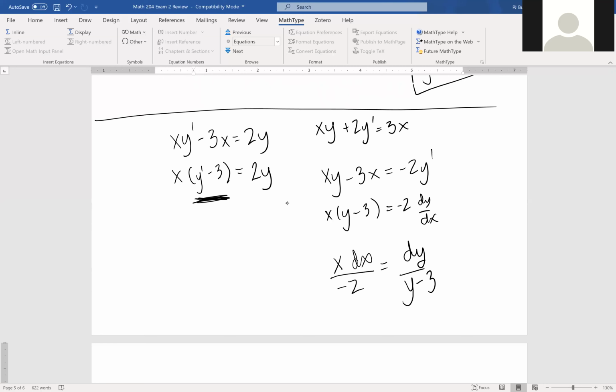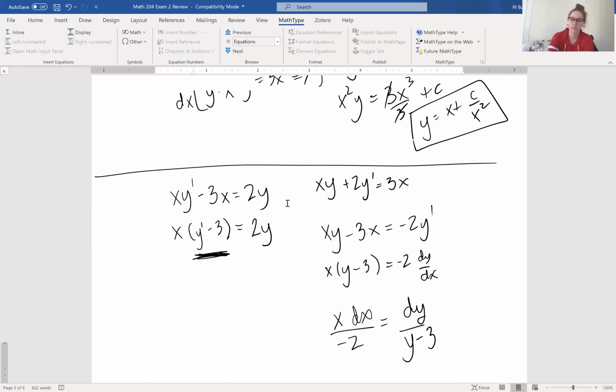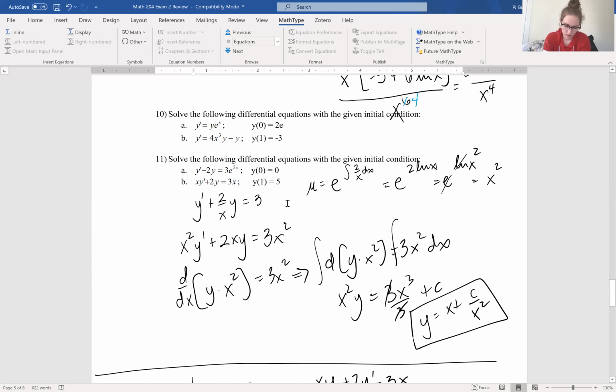Does that make sense? Yeah, just so why did the -2 move over? I just like to leave any numbers with the x's, personal preference. Okay. Anything else?